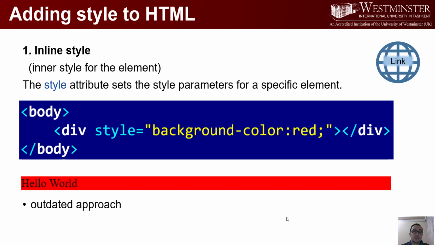If I have a CSS style, how can I add that CSS style to my HTML file? There are different ways. Approach number one is called inline style. Inline style is inner style for the element. How can I achieve that? The style attribute sets the style parameter for a specific element. Let's say that element in our case is a simple div. Think about div as a container, as a wrapper for your elements. In our case, we are using inner style with the help of the style attribute. We are saying, hey div, your background color from now on will be red. And if you write inside div, for example, hello world, the background color of that hello world becomes red. So this is inline style.